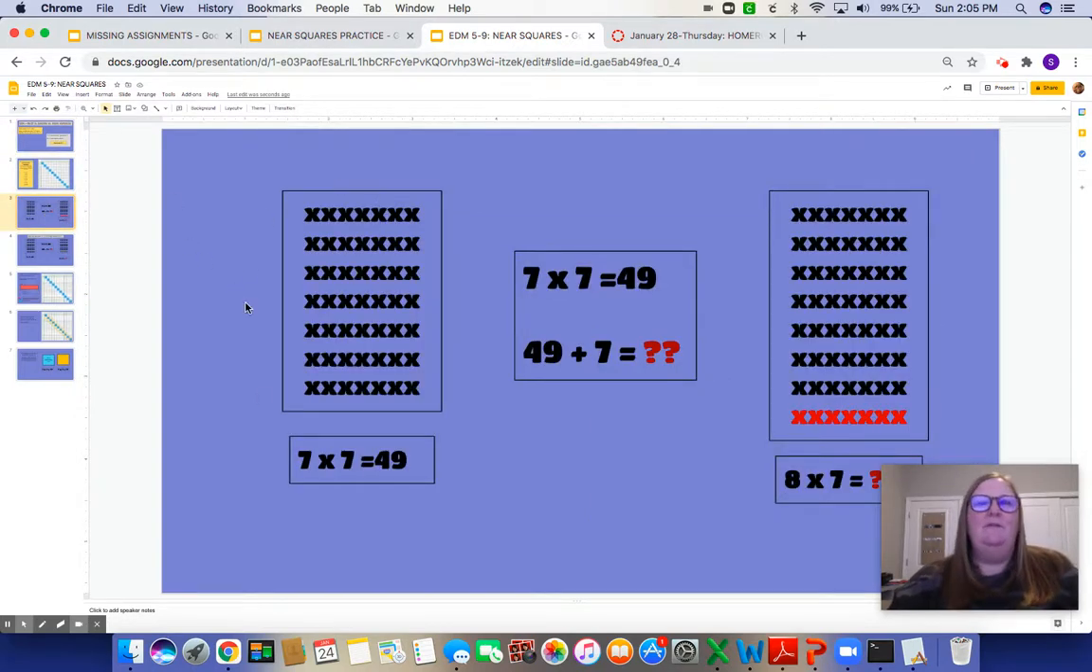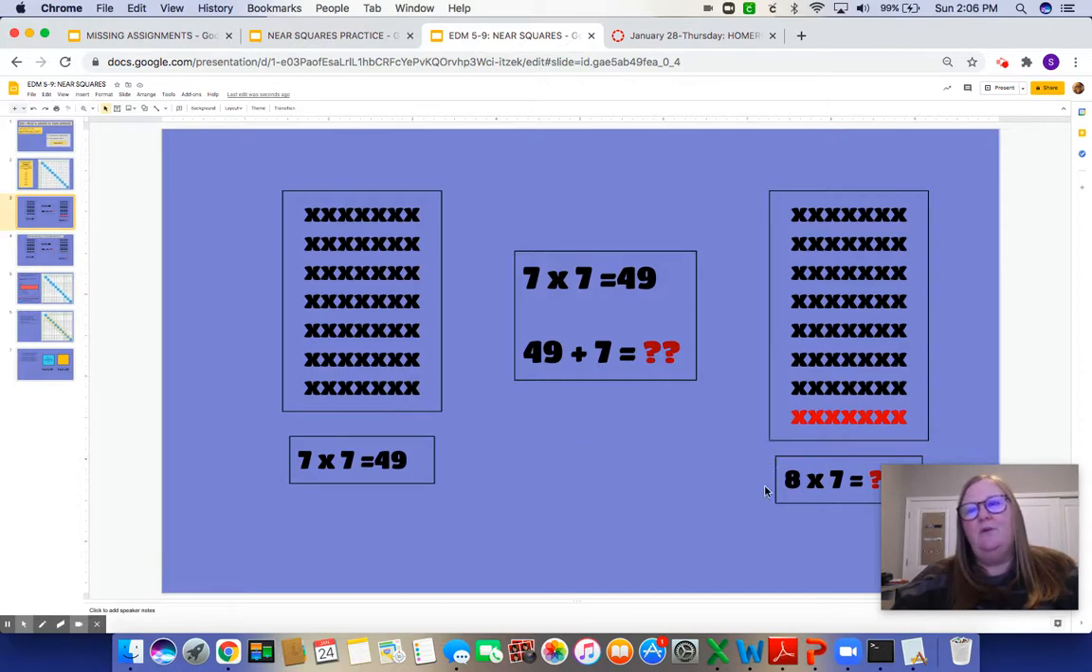Here I have the multiplication square, 7 times 7, and I have made it into an array. Remember, the first number in a multiplication problem is always how many rows you would have. So I have 7 rows, 1, 2, 3, 4, 5, 6, 7, and I have 1, 2, 3, 4, 5, 6, 7 in each row. So 7 times 7 is 49.